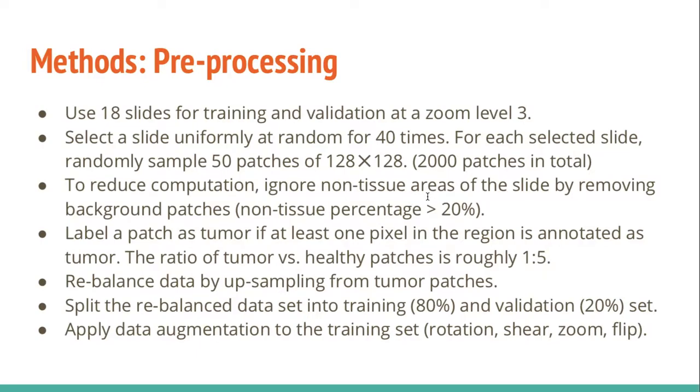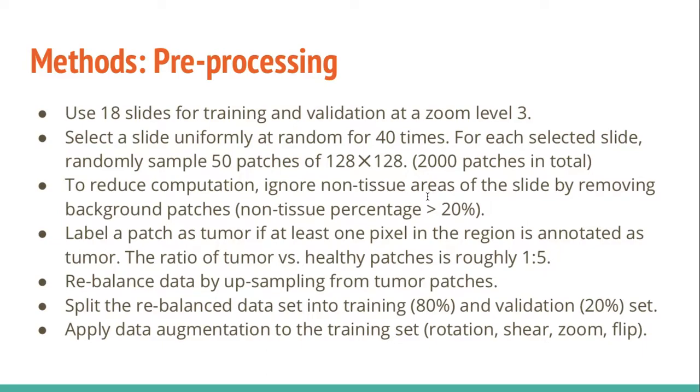The dataset is very imbalanced. The ratio of tumor versus healthy patches is roughly 1 to 5. So I rebalanced the dataset by upsampling from tumor patches. I also used the original dataset without rebalancing, and I used the dataset with downsampling as well, but they don't behave as good as upsampling, so I continued with upsampling the dataset.